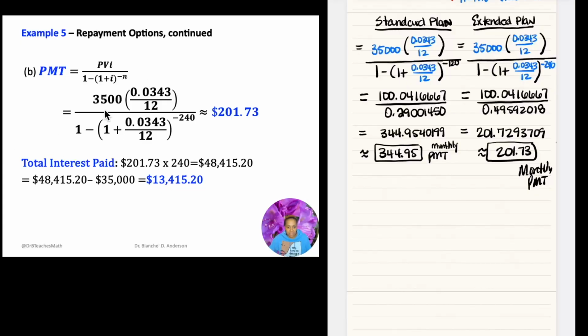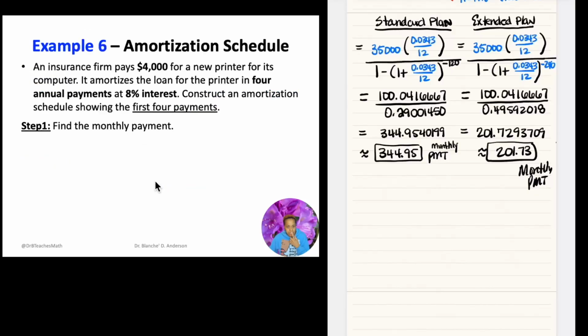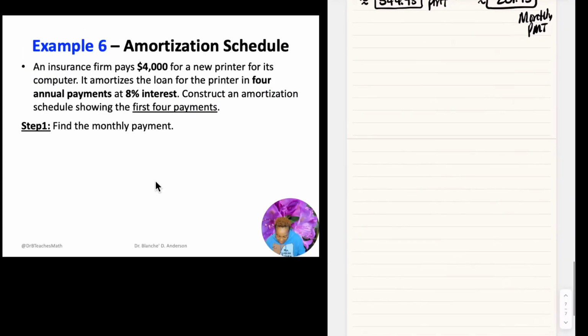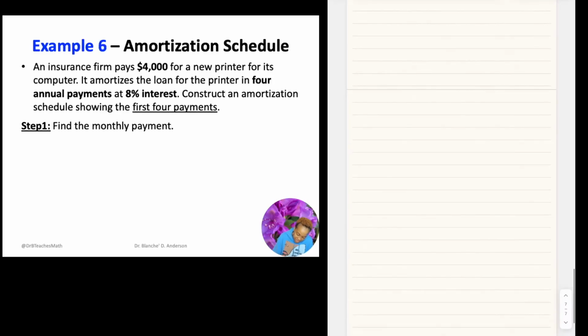And then the total interest paid, same thing. Take your 201.73 times 240. You get $48,415.20. Subtract the loan you took out, and whatever's remaining went to the interest. Okay, easy peasy. All right, my favorite part.